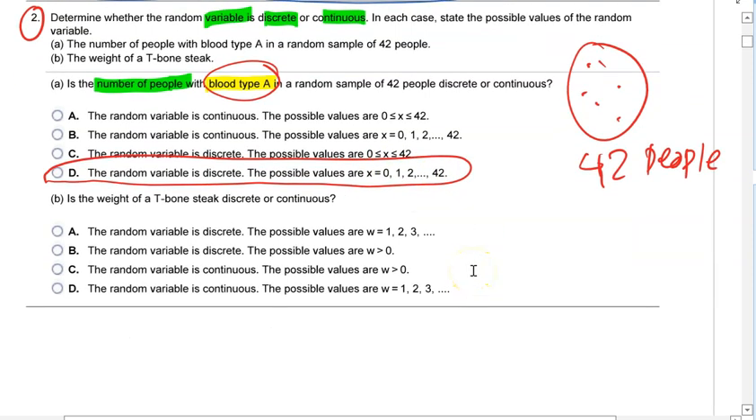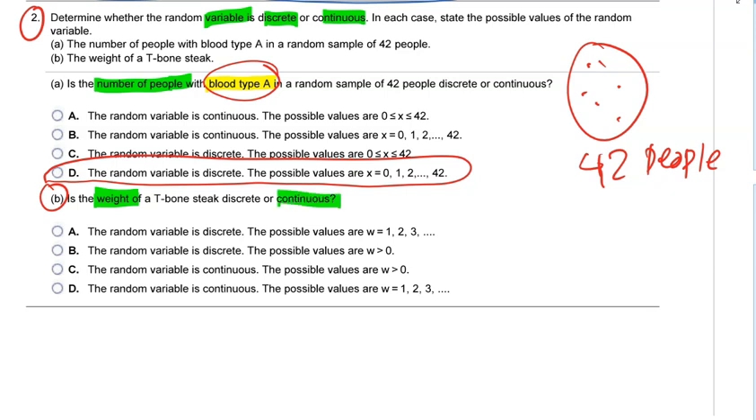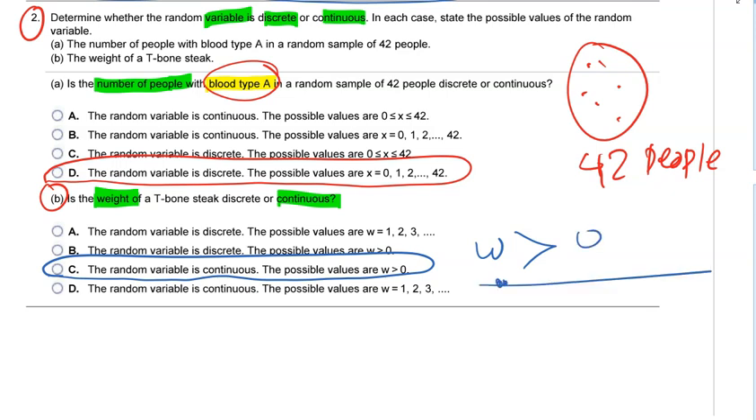And now part B, is the weight of the T-bone steak discrete or continuous? Obviously weight can be measured in the decimal. Weight must be continuous variable, and answer this question is C. The random variable is continuous because possible value of weight gonna be greater than 0. Notice that possible value of weight, which is the variable W, greater than 0. That means any value greater than 0 is possible here for the weight of the steak, right? That's the possible value of the variable.